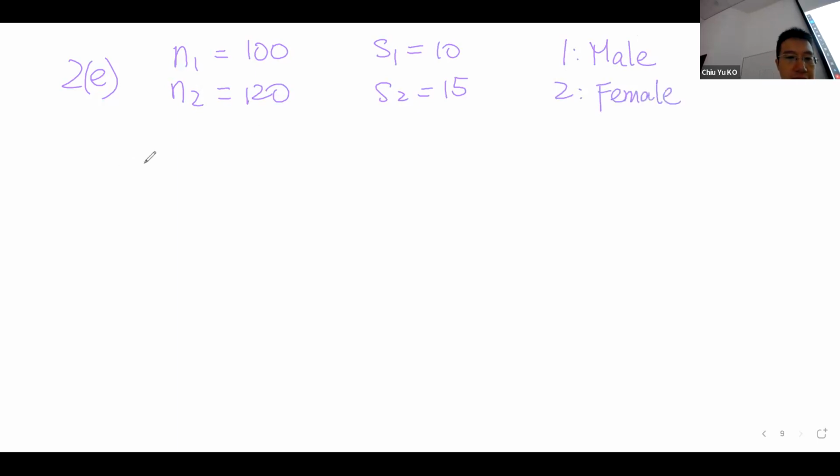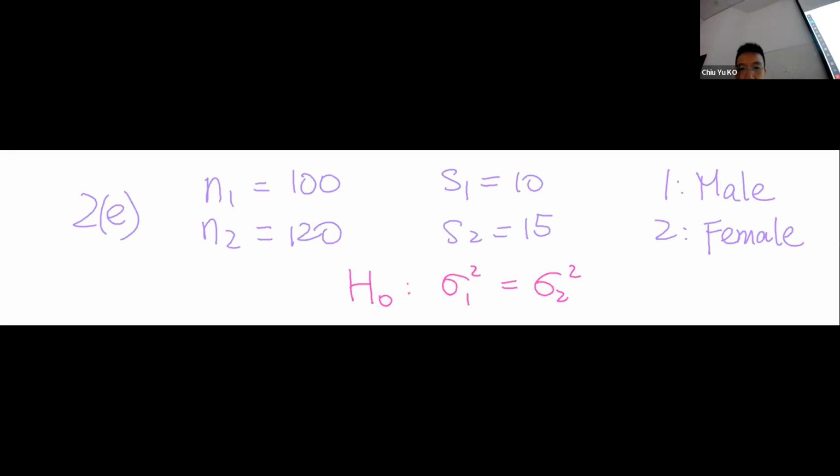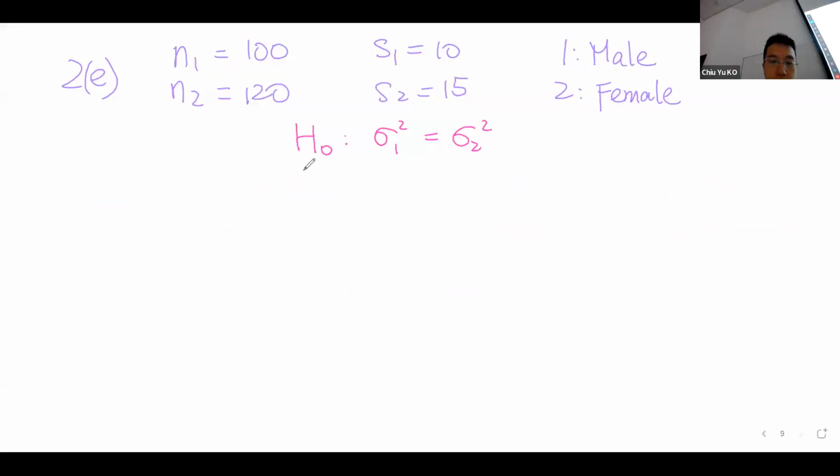So the question is, the null H0 is sigma 1 squared equal to this. Sorry, I forgot the question. The alternative is that female is larger. Okay, female is larger. So I'll write that.